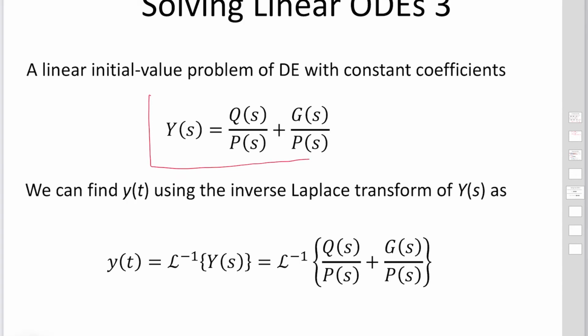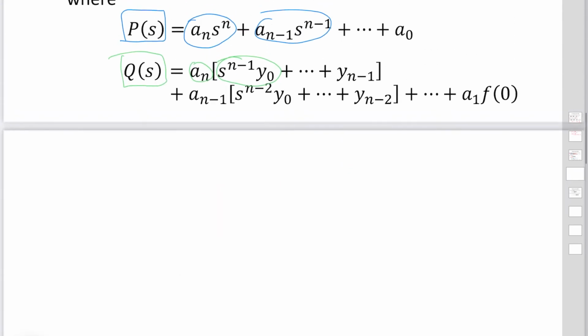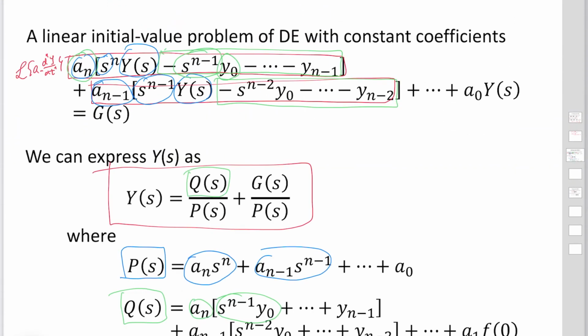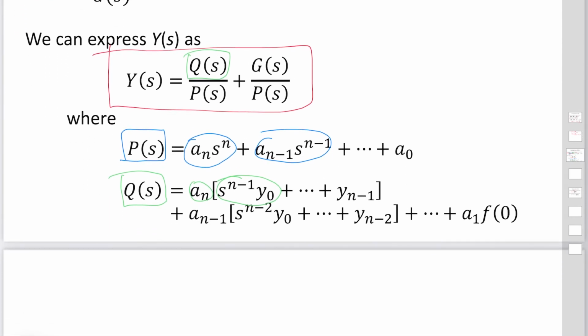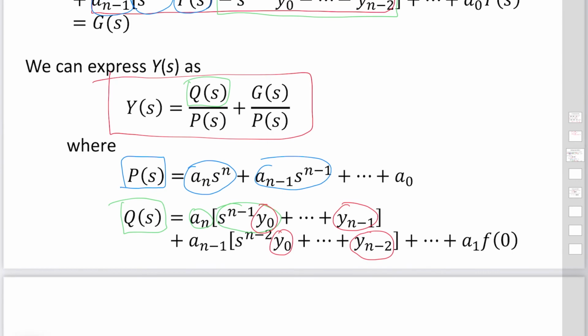This gives the Laplace transform of the function y. Y is expressed as Q over P plus G over P. In these equations, initial conditions are included. If you go back to this equation, the initial conditions are given inside the capital Q, y sub 0 through y sub n minus 1. Actually, this is wrong. It's y sub 0.